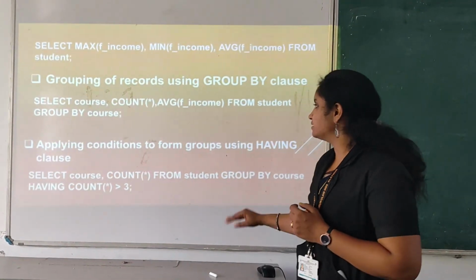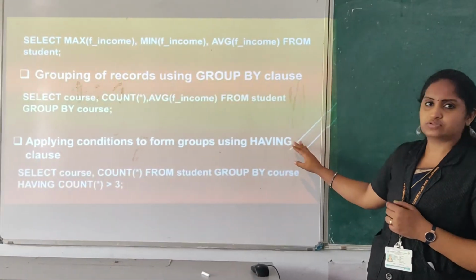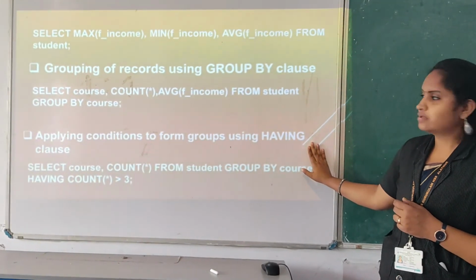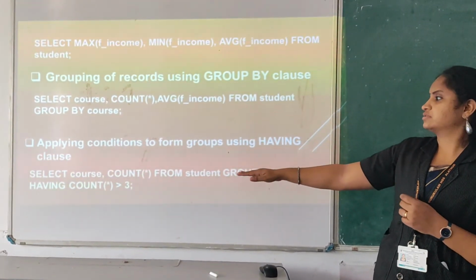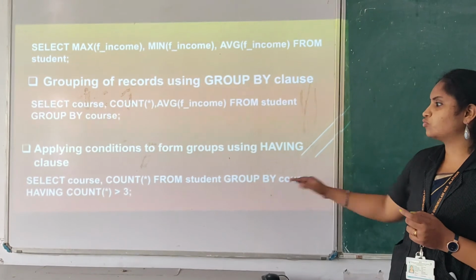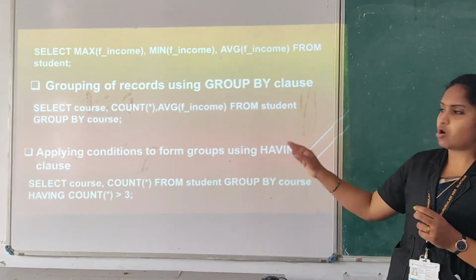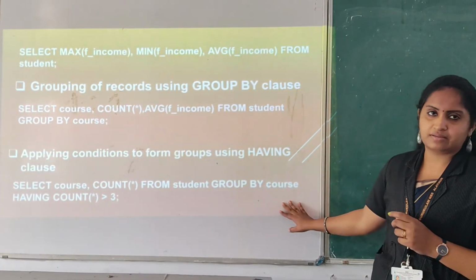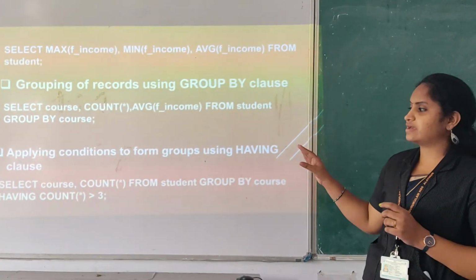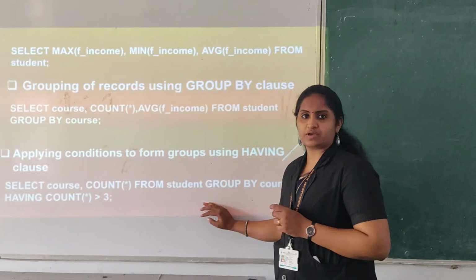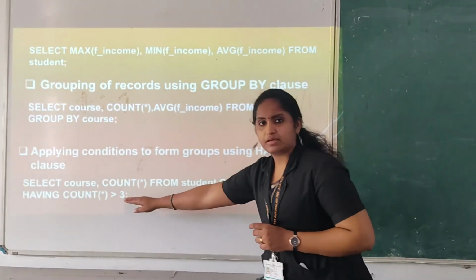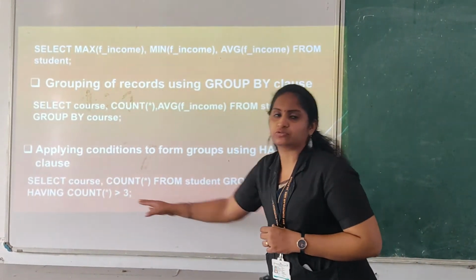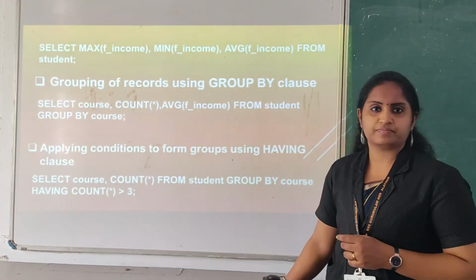And next is how we can use the clause having. So here, same as select count star from student group by course having count greater than 3. Having specifies a particular value that it has to display, and you can apply the condition using that having clause.